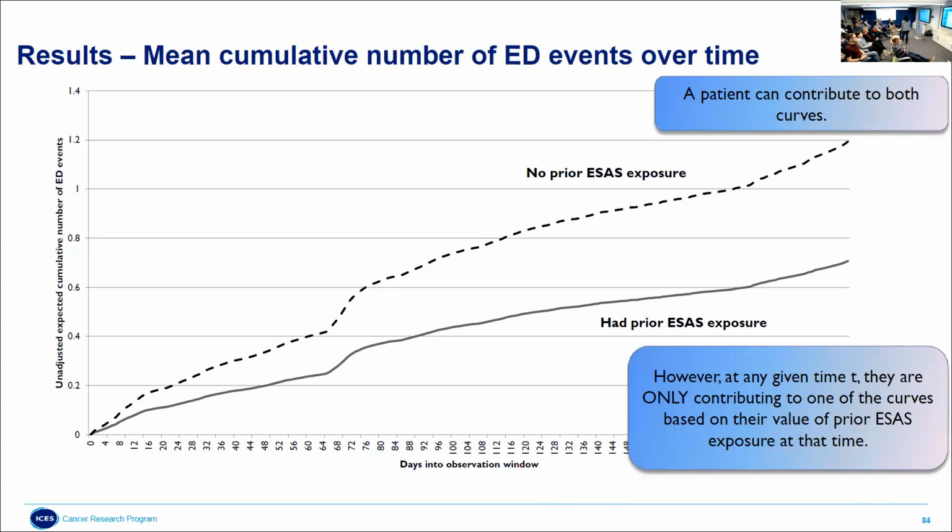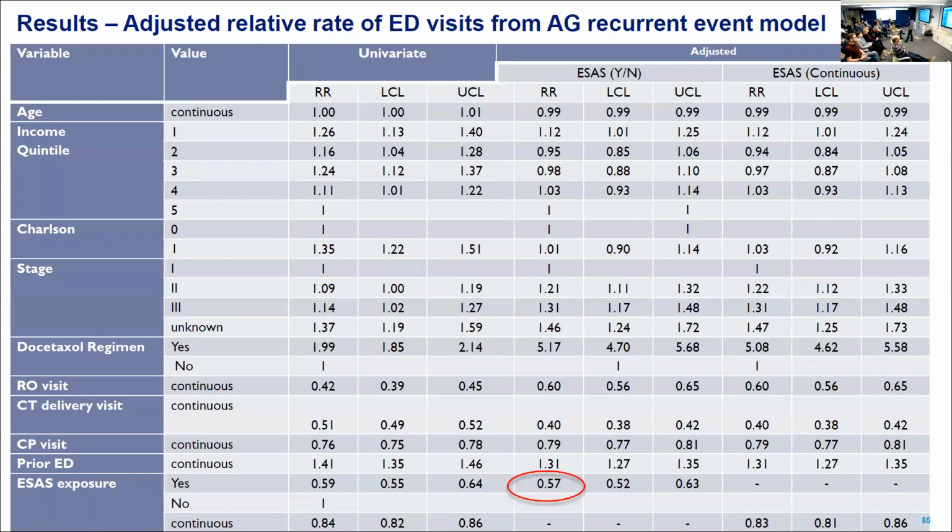Okay. Then we ran univariate Anderson-Gill models and then multivariable Anderson-Gill models. We ran the multivariable 2 ways, using a binary time-dependent exposure for ESAS and using a counter time-dependent exposure for ESAS. And here's what we find. Let's see, going back, yes. So just being exposed to ESAS, we saw an association, so a decrease in your rate of ED visits by 43%.